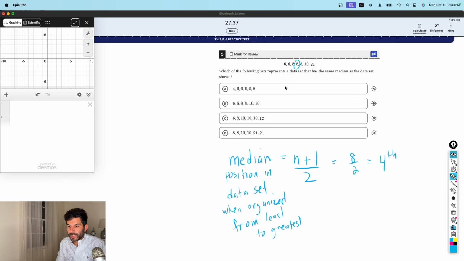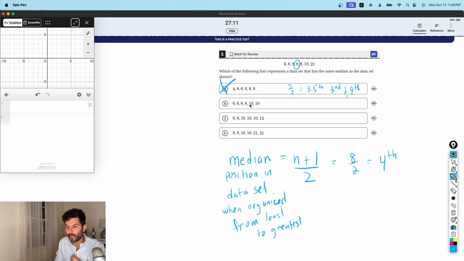So if I were to look at the first one, I have 1, 2, 3, 4, 5, 6. That's going to be 7. 6 plus 1 is 7. 7 over 2 is going to be 3.5. So that means that the third and the fourth number averaged out will be my median. So that's going to be 6 and 6. If I add 6 and 6, I'm going to get 12. Divided by 2, I still get 6. So this guy is not one of my choices.